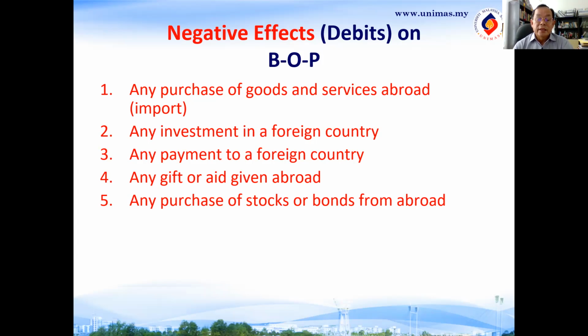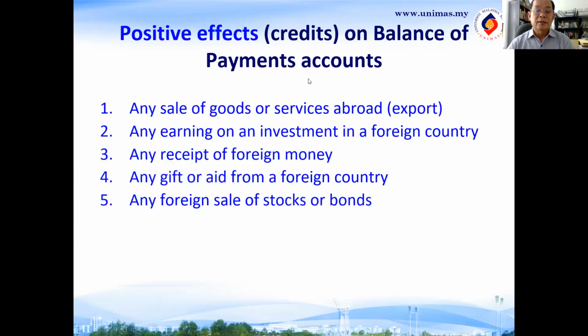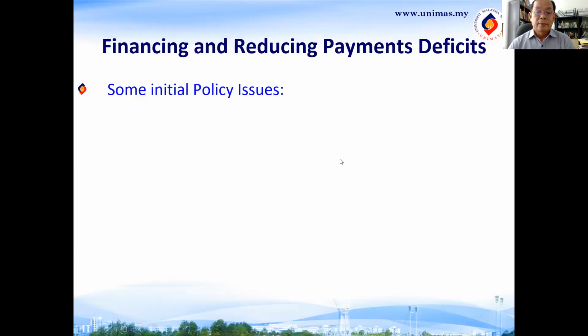Any gift or aid given abroad will also have an impact on the balance of payment, or any purchase of stocks or bonds from abroad. So if you buy bond from abroad or stock, maksudnya kita belanja, so that will reduce the balance of payment. Jadi dua perkara tadi, one that brings a positive effect and the other bringing in the negative impact on the balance of payment. Okay.